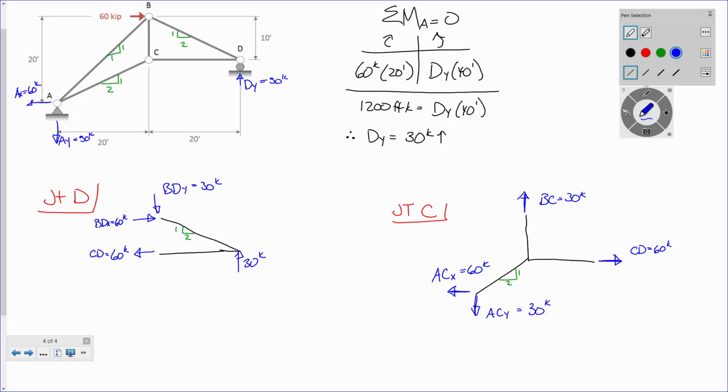You know what this is right here? This slope ratio thing? This is SOHCAHTOA. That's what it is. Opposite over hypotenuse, adjacent. This is tangent. Opposite over adjacent. That's what that is, a slope ratio. It's opposite over adjacent. So that's why I do it that way. I think it's a whole lot easier.